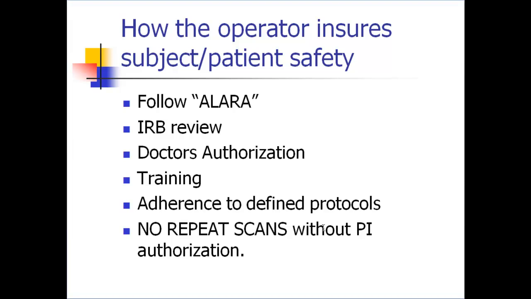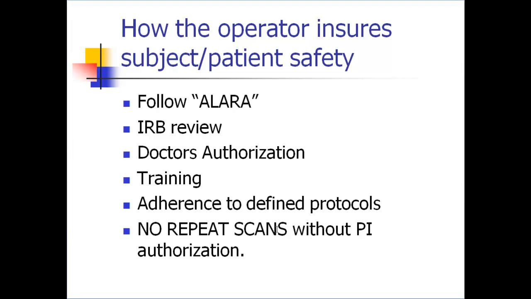And no repeat scans without primary investigator authorization. So that means that when the IRB reviewed the project that's being done, for example, a project that includes a DXA scan before and after a particular intervention, then the IRB only approved 2 scans. If you scan someone and find that you screwed up the first scan and you have to do it over, then that person has already had 2 scans, and after the intervention would then be a 3rd scan.